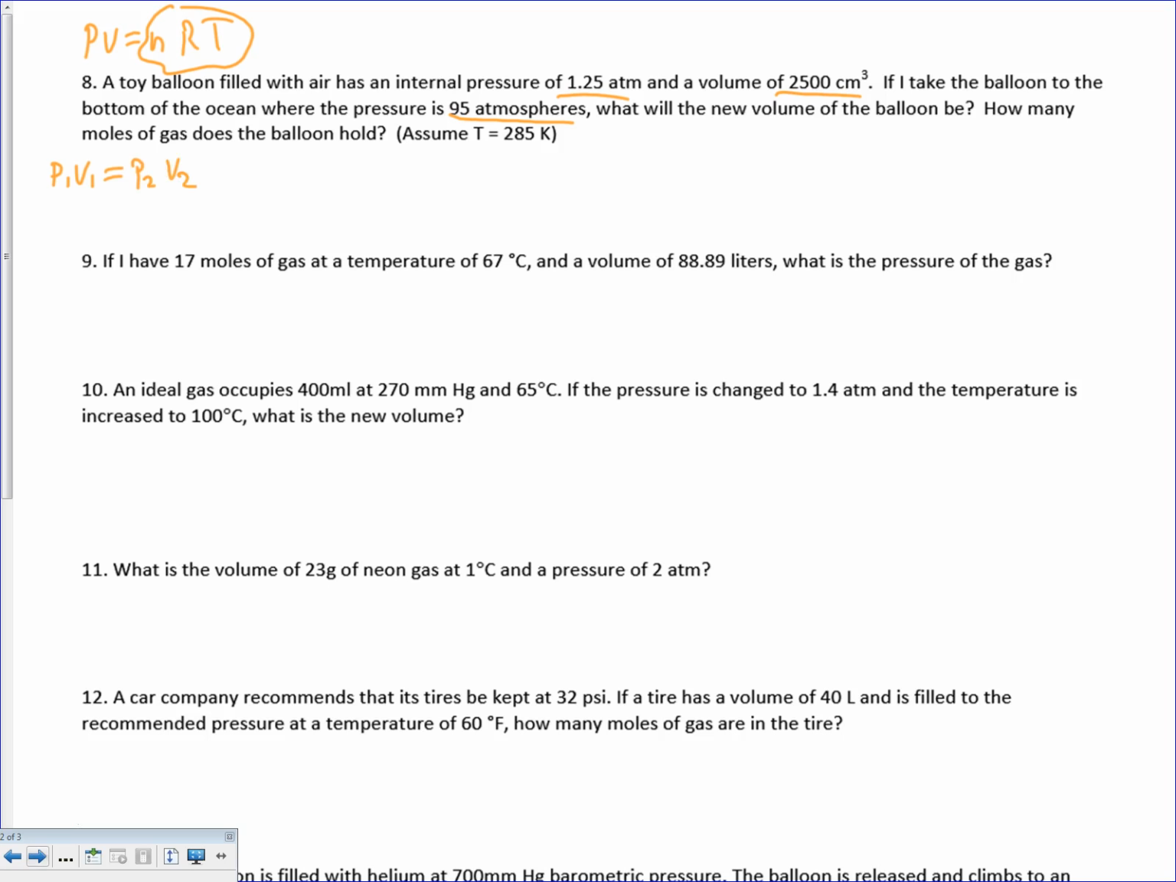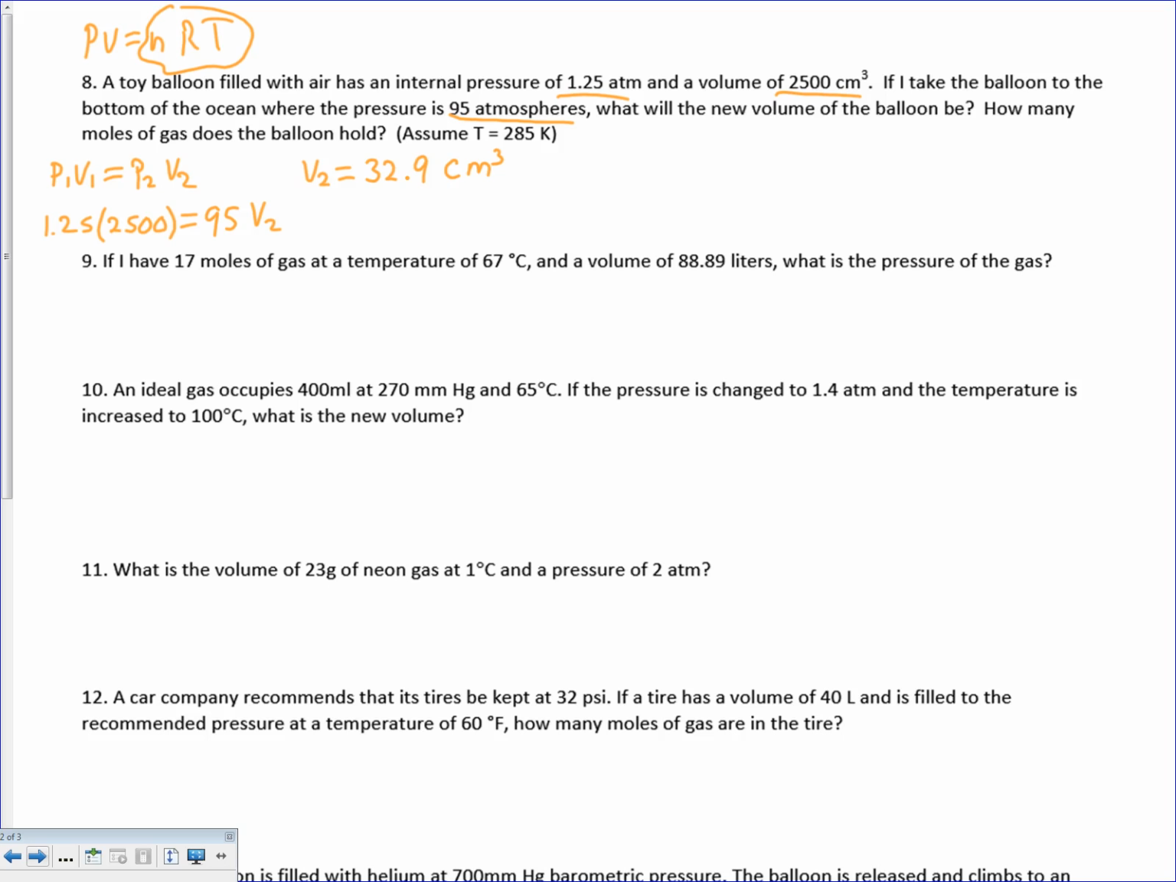And then we just plug in the numbers that we have here. So 1.25 times 2,500. Notice I don't care about the units on volume here because we're not using R, so we're not locked into liters for volume. We can use centimeters cubed. 95 atmospheres for the pressure there, and then for the second volume, that's what we're trying to find, so that's V2. Solve there, you get V2 equals 32.9. And since we put in centimeters cubed, we'll get centimeters cubed out of it again.